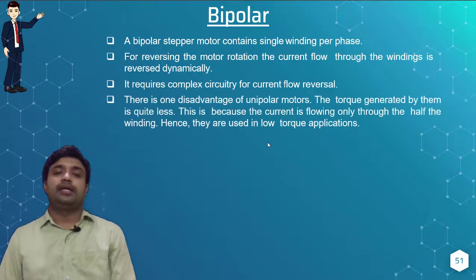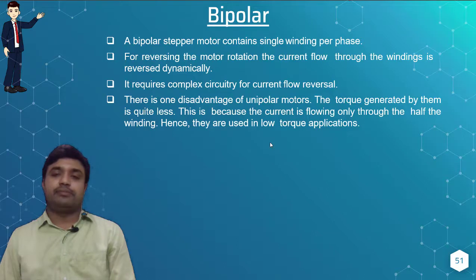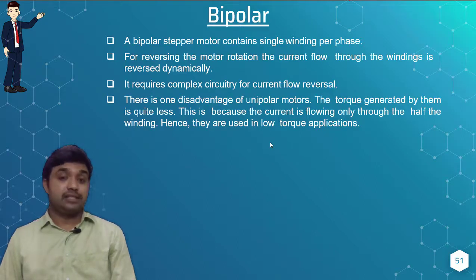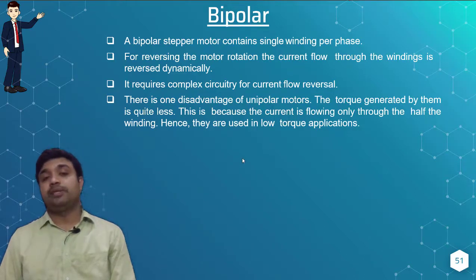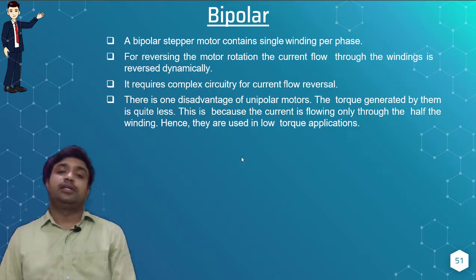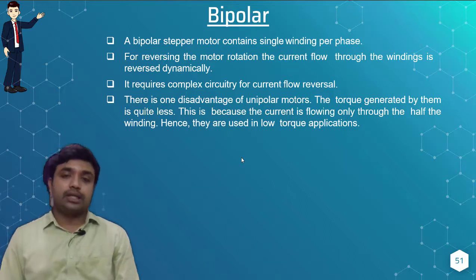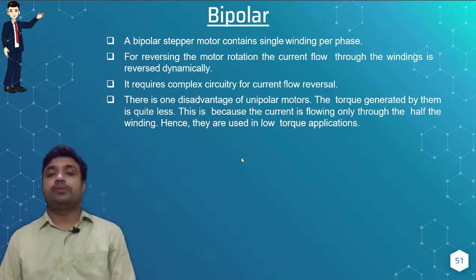Okay, and there is one disadvantage of unipolar motors. Torque generated by them is very less. Why? Because the current is flowing only through half of the winding, so the winding is split up into two parts. That is why the maximum current cannot be retrieved from the whole coil section. Hence they are used in low torque applications. So unipolar motors are considered to be useful in low torque applications.